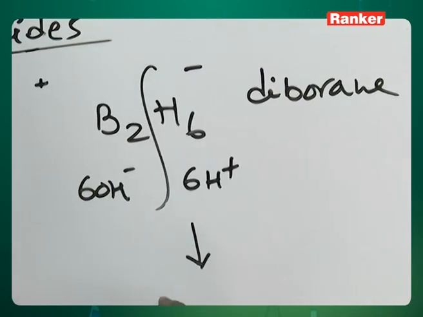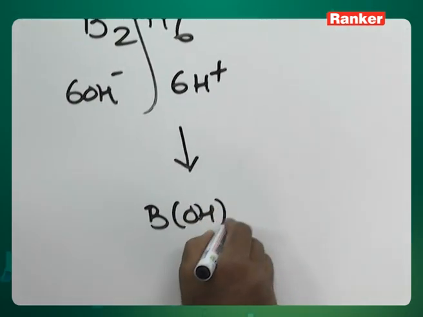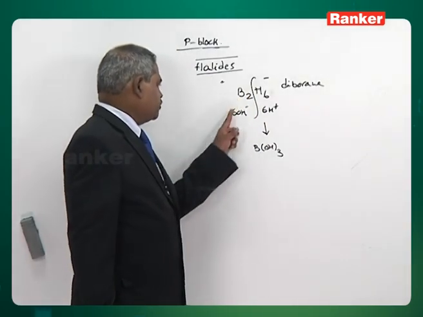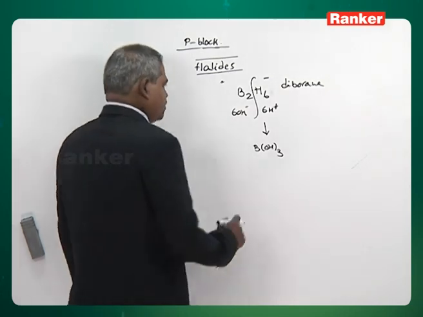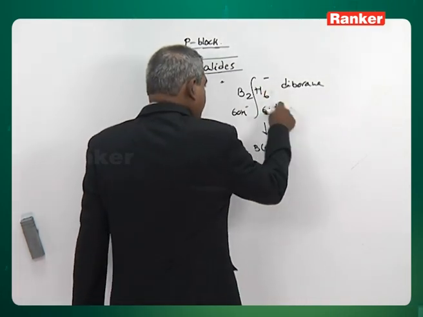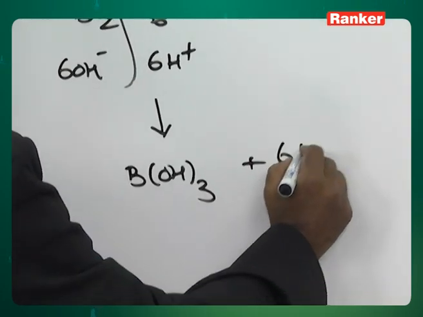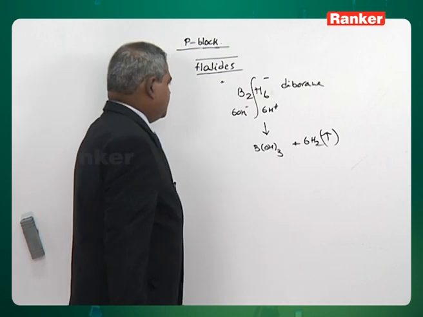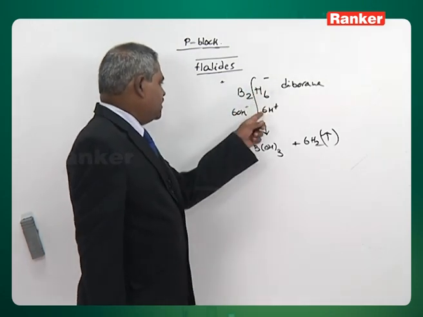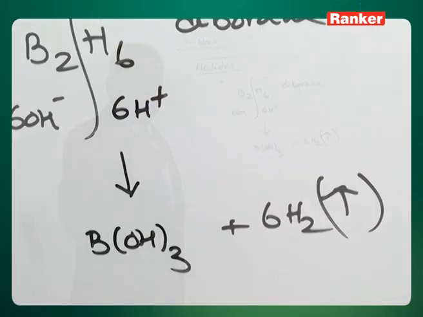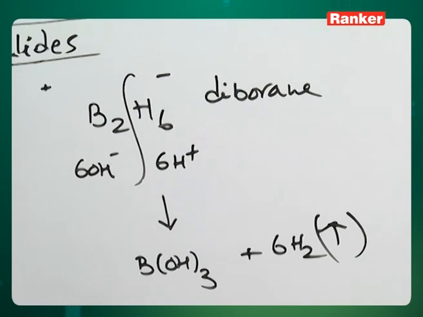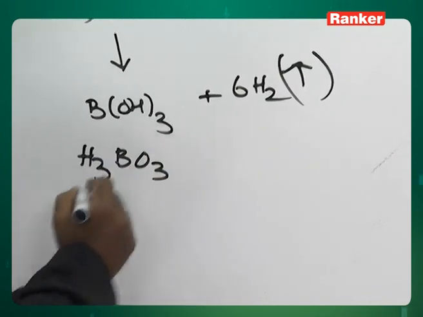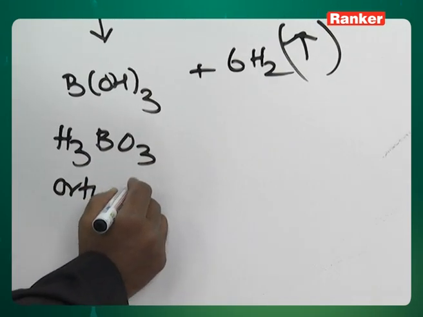What do you end up getting? B(OH) thrice once again: 2 borons and 6 OH, 2:6 is 1:3. And with H minus and H plus, 6 molecules of hydrogen are liberated. These 6 are H minus, these 6 are H plus. H minus and H plus give H2. And B(OH) thrice, as usual, is called H3BO3, orthoboric acid.